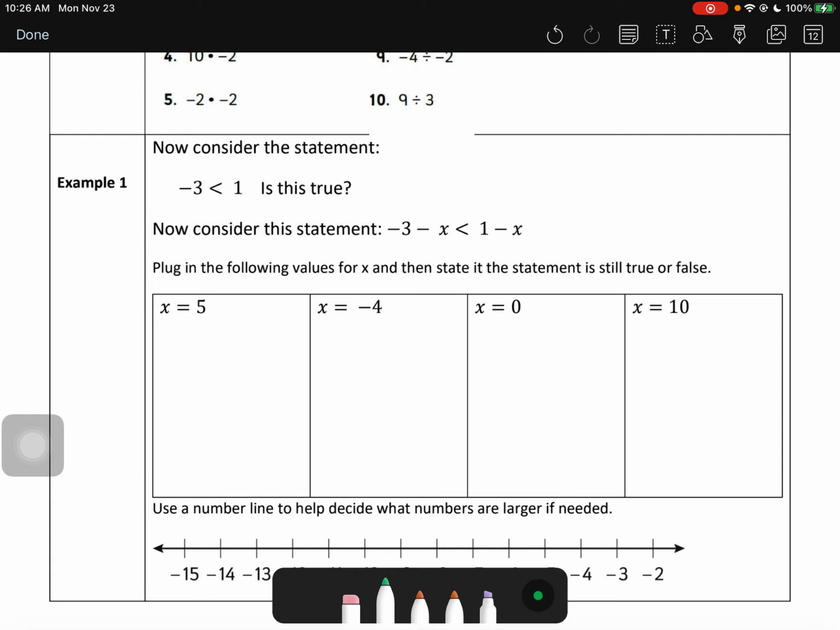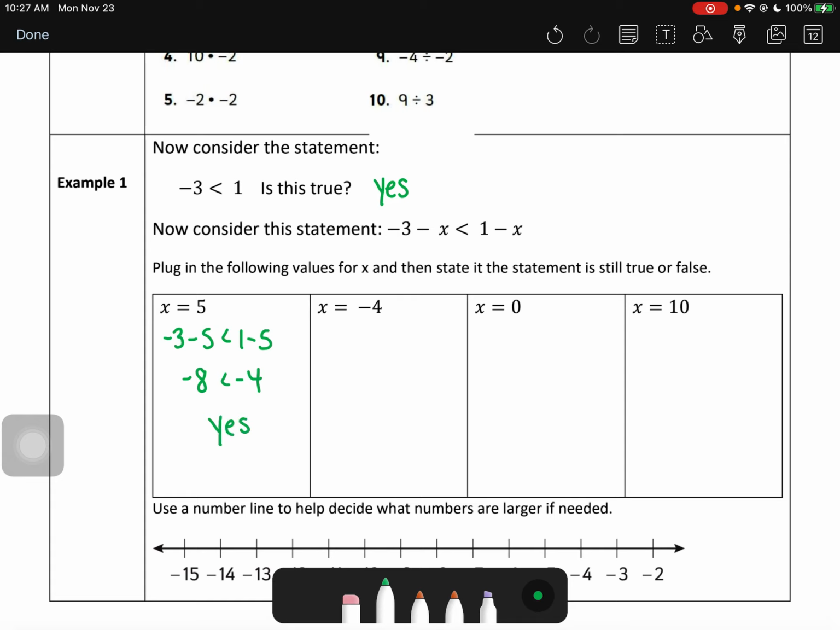Now I want you to take a look at example number 1. Now consider this statement, negative 3 less than 1. Is this true? Yes. Now consider this statement. Negative 3 minus x is less than 1 minus x. Put in the following values for x and then still tell me if the statement is true. So if I have negative 3 take away 5, is that still less than 1 minus 5? So negative 3 minus 5 is negative 8. Is that still less than negative 4?